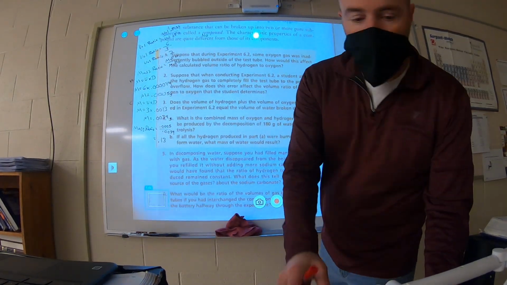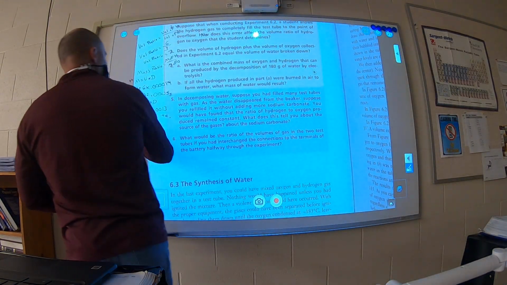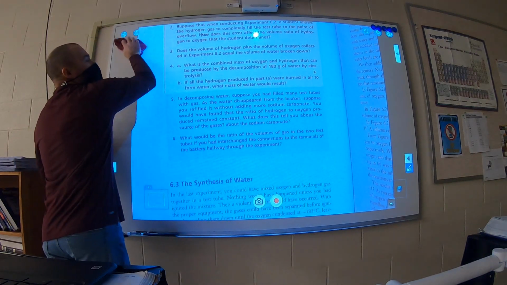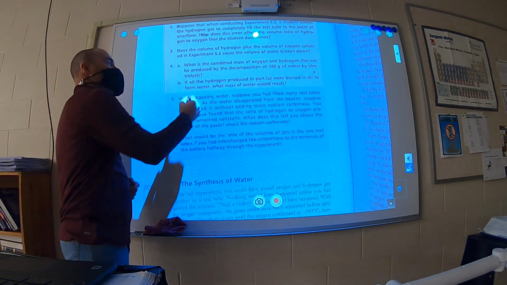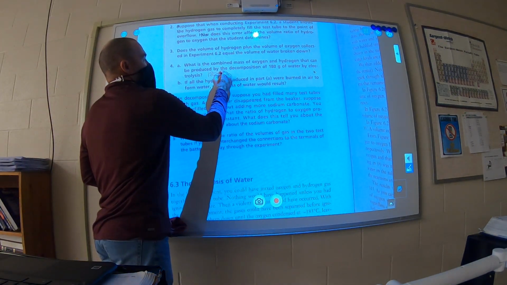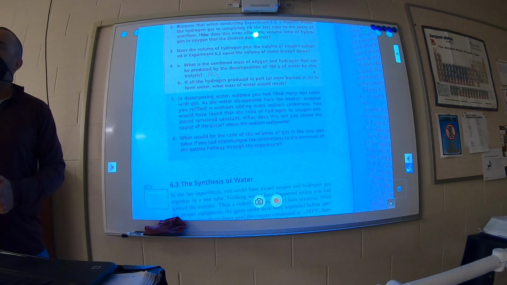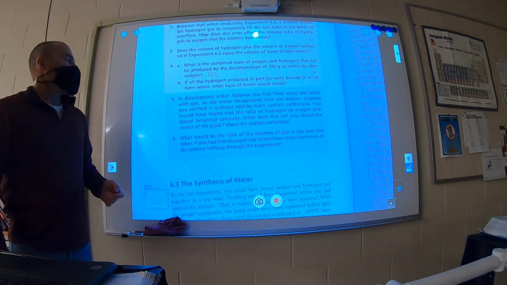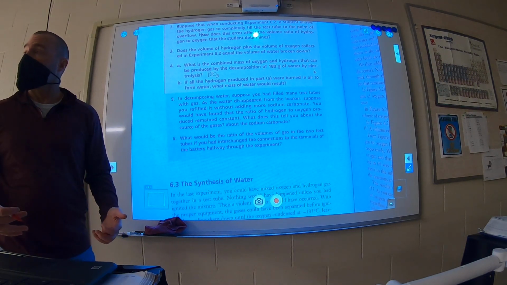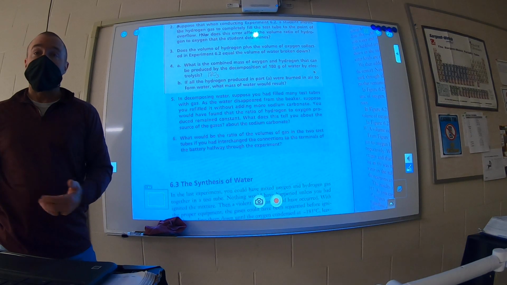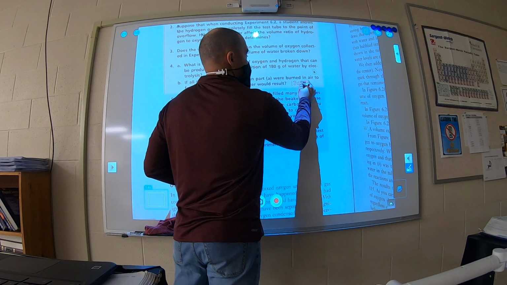Number 4. I'm going to have to erase this too. What's the combined mass of oxygen and hydrogen that would be produced by the decomposition of 180 grams of water by electrolysis? Mass is conserved, so it's 180 grams. Okay, mass can't be created or destroyed, so if you start with 180 grams, you have to end with 180 grams. And then if all the hydrogen in part A were burned in air, when you burn it, you're adding oxygen to it. And so you're turning that back into water, right? So what mass of water would result? Will we get the 180 grams back?